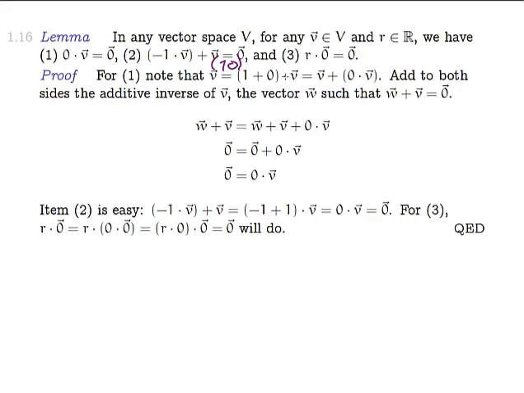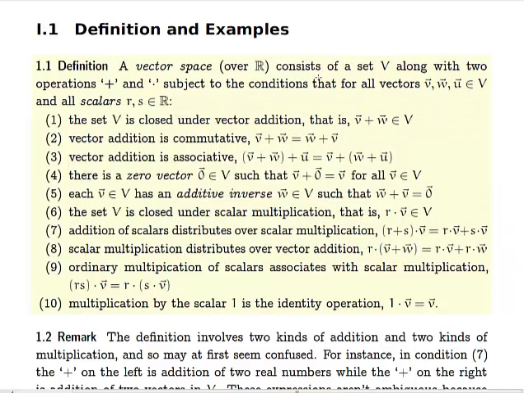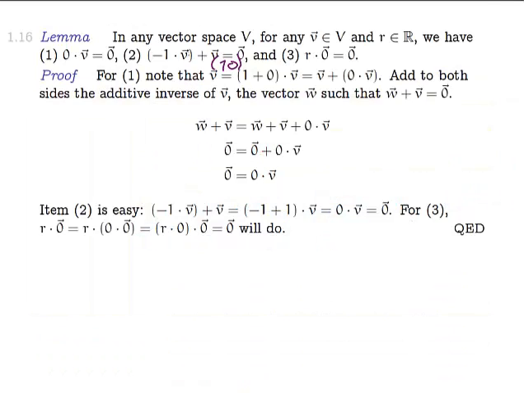Now, how did he get from here to here? If you look at the properties, he's actually distributing the scalar addition. So let's see what property that is. That's property 7, where you have scalar addition and you're distributing over a vector. So that second equality here follows from property 7.